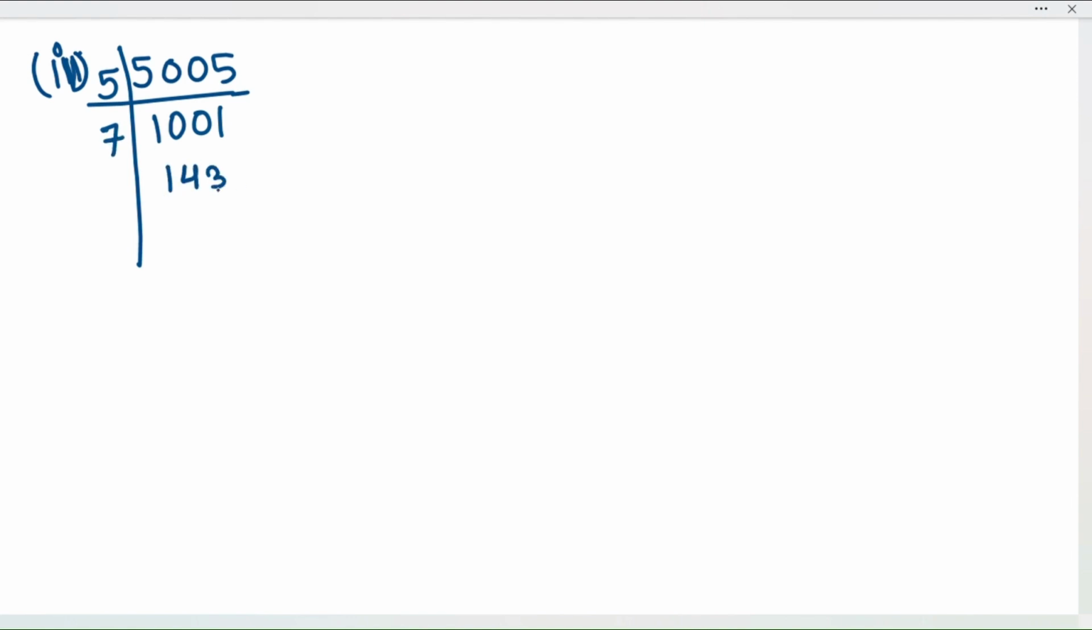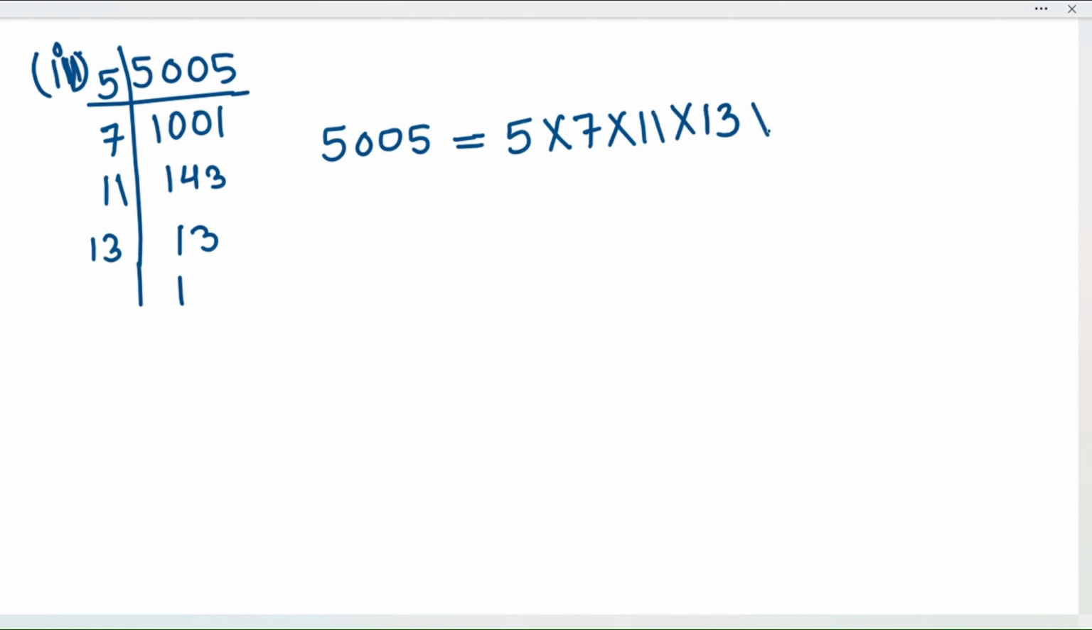143 times. Now the next prime number is 11. Checking it with 11, yeah, it is divisible by 11. How many times? It is divisible by 11 13 times. And yeah, 13 is itself a prime number. So I can write 5005 as product of its prime factors, is 5 into 7 into 11 into 13 into 1 as well. So this is the final answer.